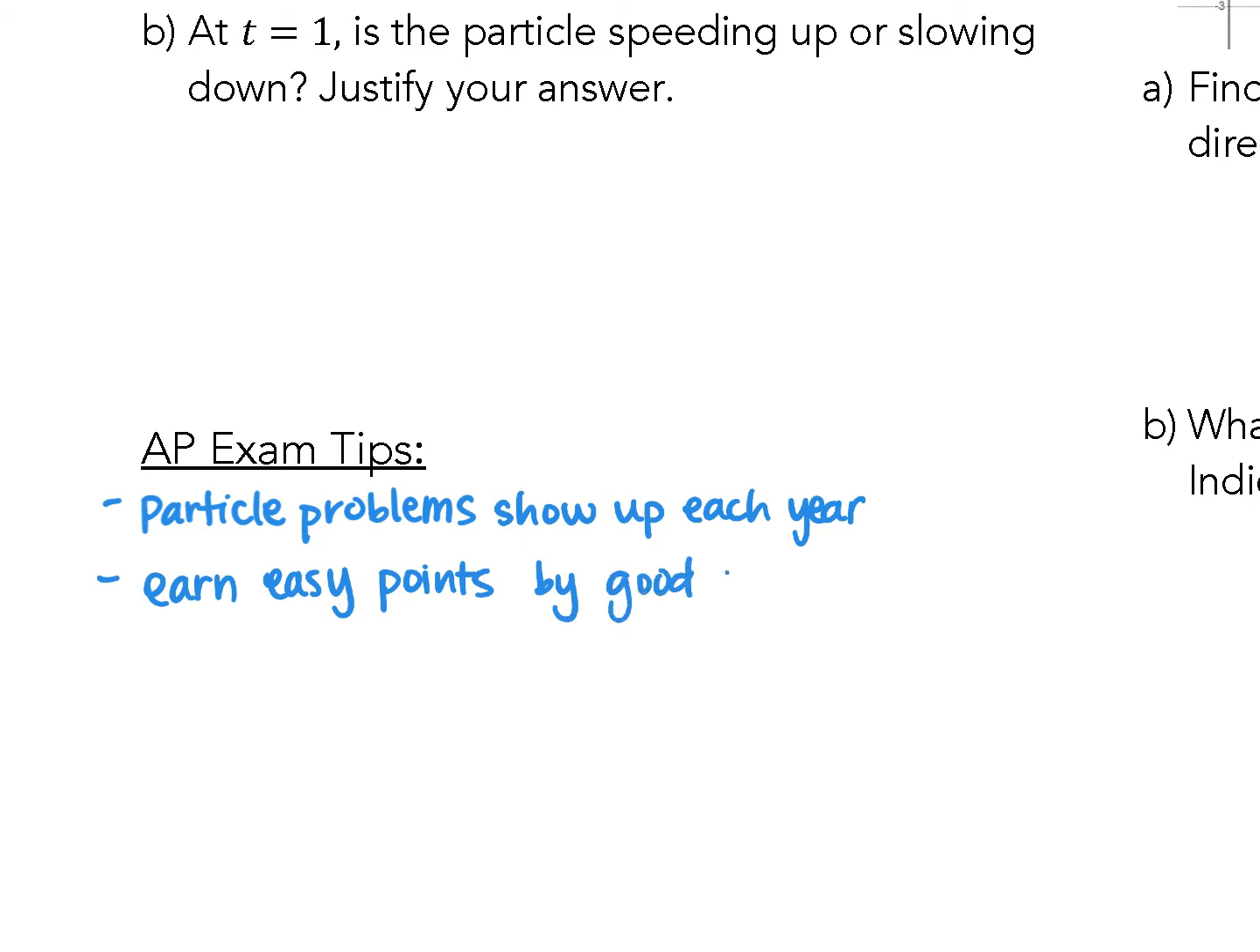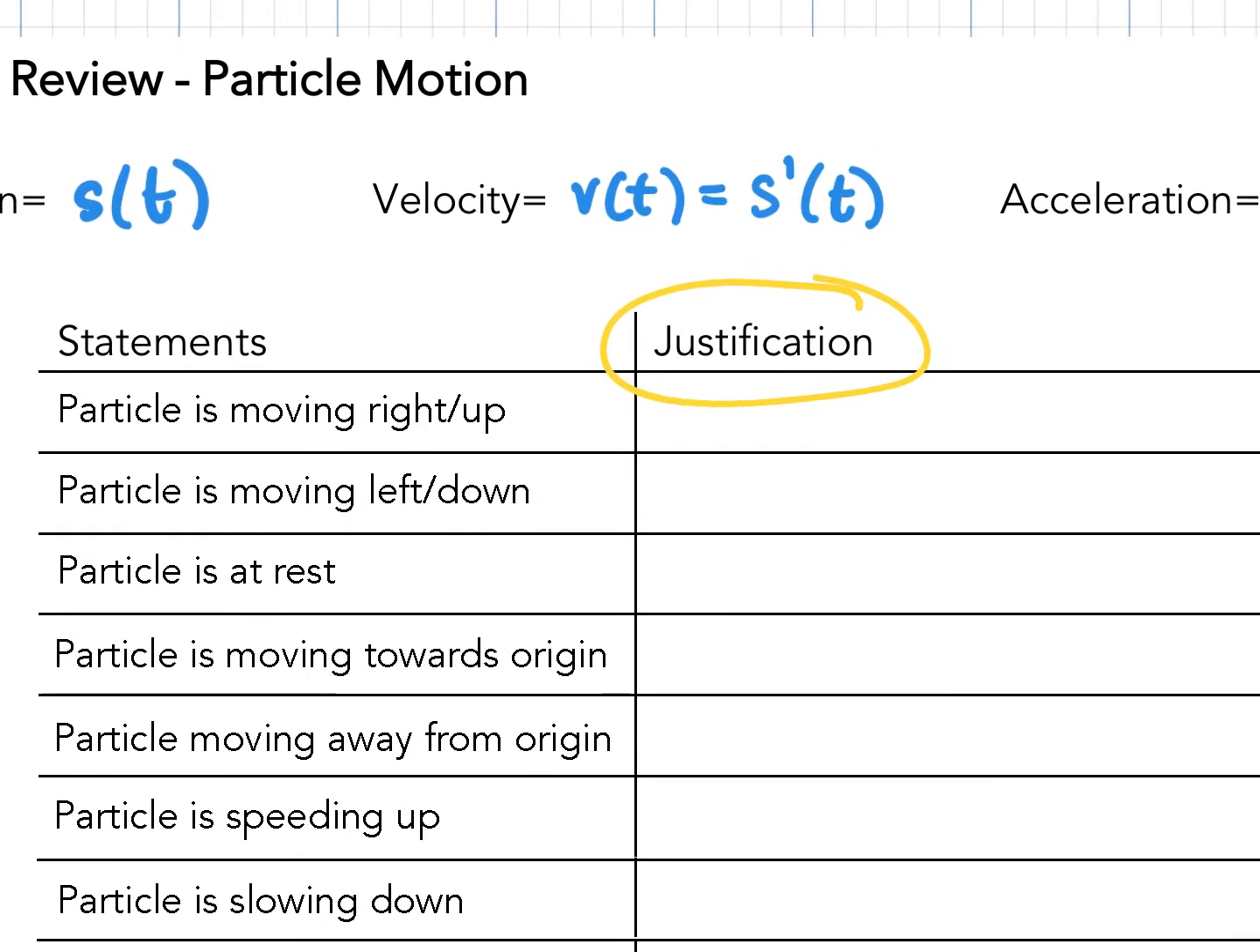So some good, solid justifications. And even if your conclusion is wrong, but your justification is solid, you can get a point for that. So say it was supposed to go right, but you said left. If at least your justification is right, and it is solid to support that, you can get your point for that. So let's talk about how to justify these things.